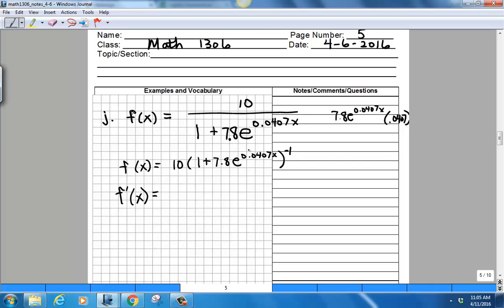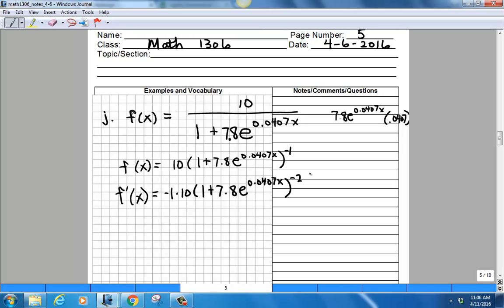So the power rule says what? Bring the minus 1 down and multiply it by the 10. And then subtract 1 from the exponent. So what's minus 1 minus 1? That's easy. That's minus 2. But now I have to finish this off by multiplying in the rate of change of all of that.